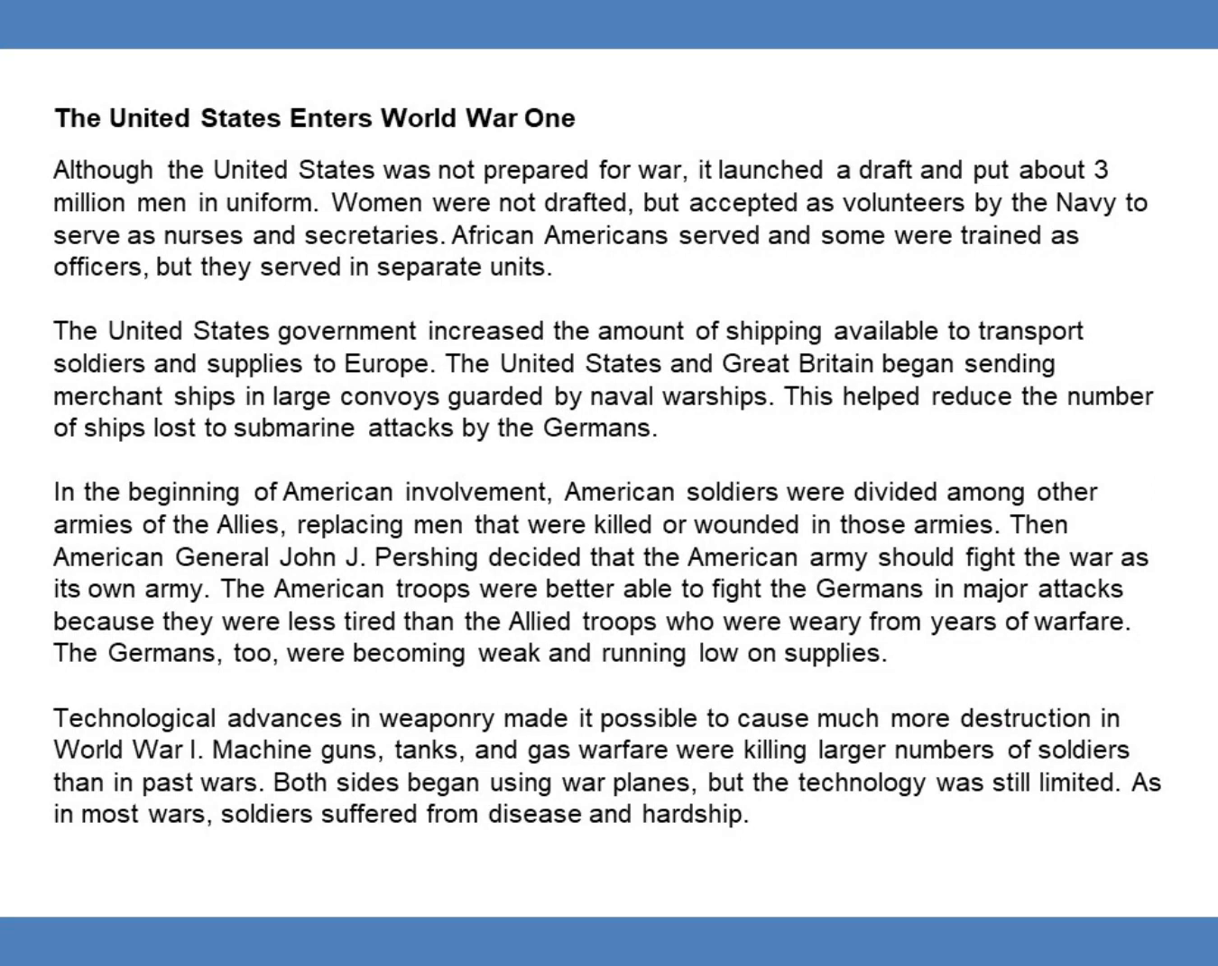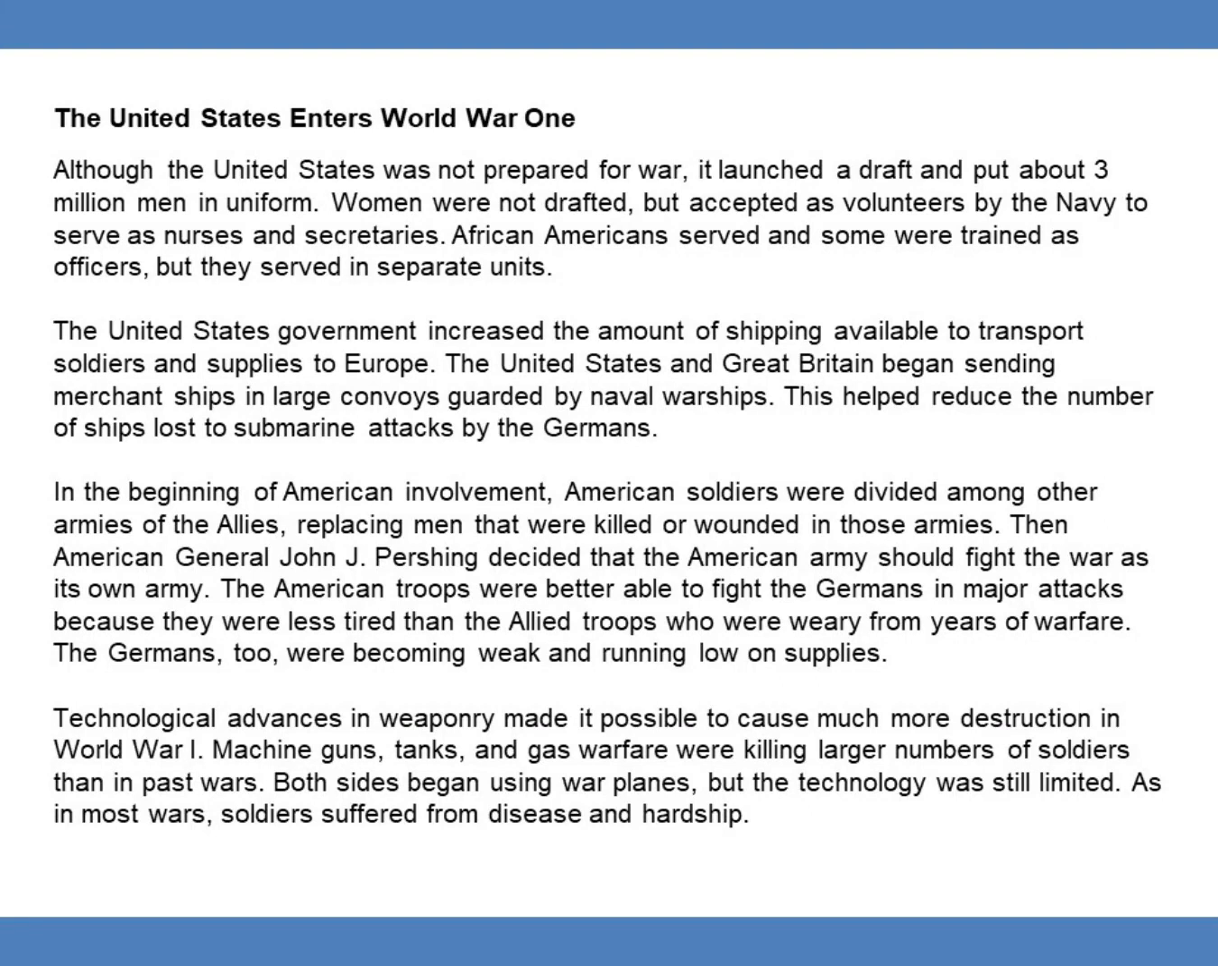Then American General John J. Pershing decided that the American army should fight the war as its own army. The American troops were better able to fight the Germans in major attacks because they were less tired than the Allied troops, who were weary from years of warfare. The Germans, too, were becoming weak and running low on supplies.